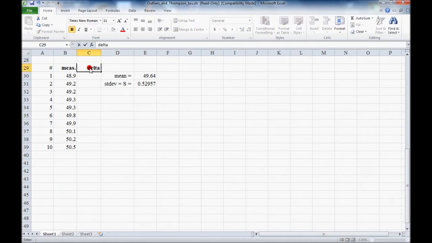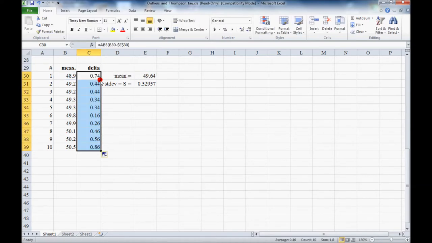And I'm going to make another column here called delta. Delta is the difference between the measured value and the mean, and we don't care about signs, so we're going to make it the absolute value. So equal absolute value of the measurement minus the mean, and the mean we put an F4 there so that we have that value frozen for all the lower rows here, and then fill this in. So this is the delta.